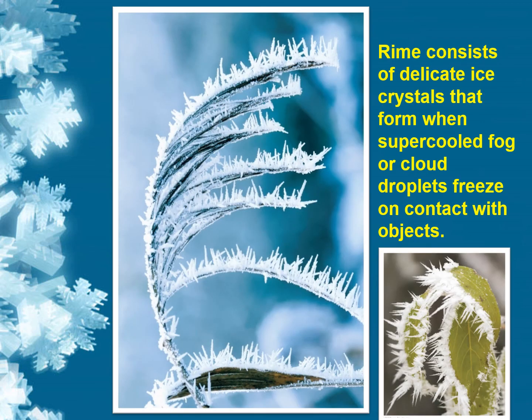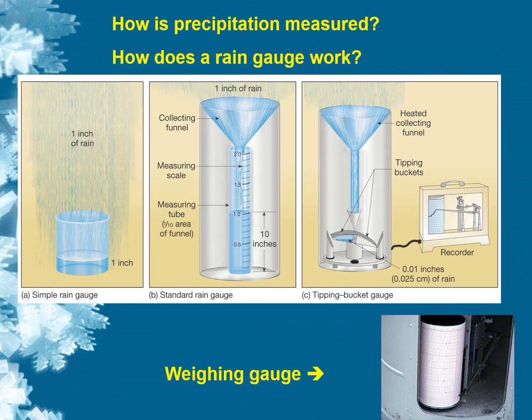So this is rime. This is something I've never seen in person. So again, this is from supercooled fog or supercooled cloud droplets at the ground surface, freezing on contact with objects. And it looks like little needles, ice crystals.